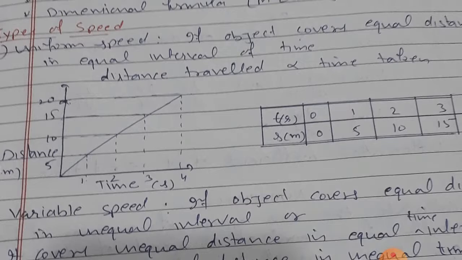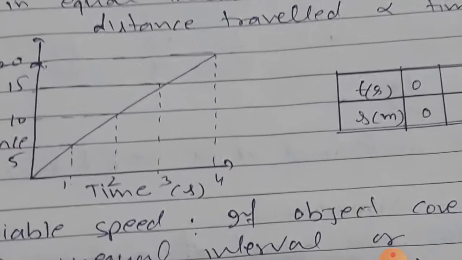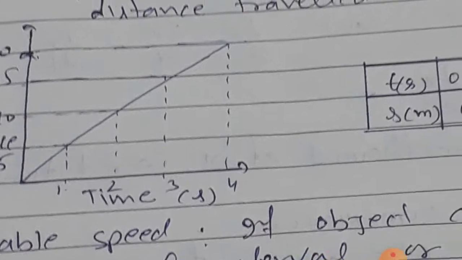If we plot distance time graph for such speed, it comes out to be a straight line. See here, I had taken distance along y-axis and it is measured in meter, and time along x-axis which is measured in second. If we focus on this box, then this box represents the various distances at different timings. At t is equal to 0, distance is 0. When t is equal to 1 second, distance is 5 meter. When t is equal to 2 seconds, distance traveled by the object is 10 meter.